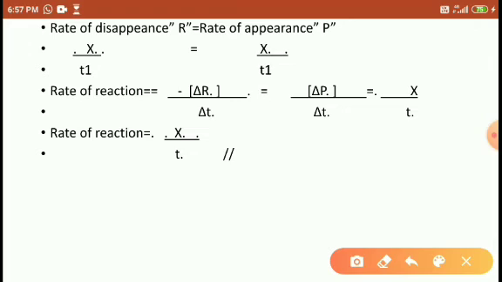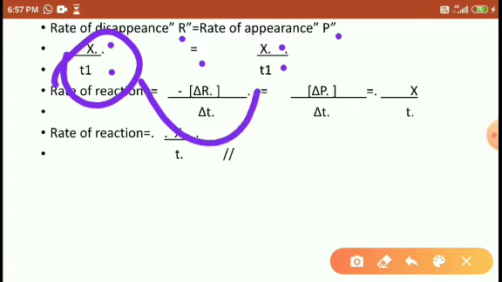So that's why I have written here: rate of disappearance of R is equal to rate of appearance of P. Look at here, students. The rate of disappearance of R is x by T1, and the rate of appearance of P is also x by T1. Both are x by T1. It means whatever concentration of reactants has decreased, the same concentration turns into product form.